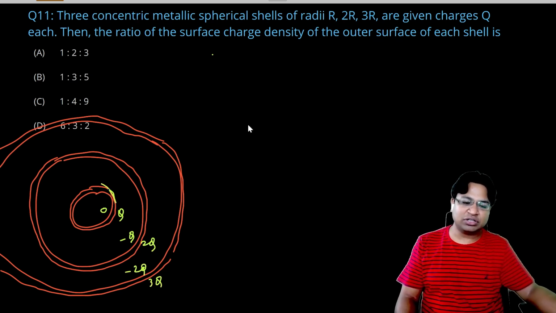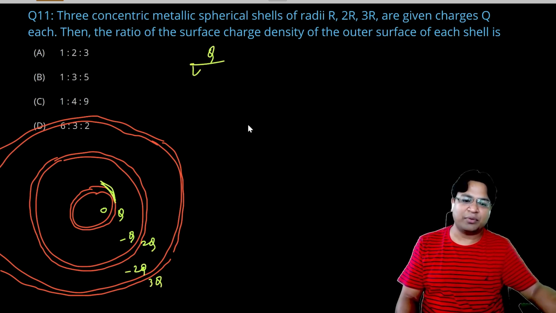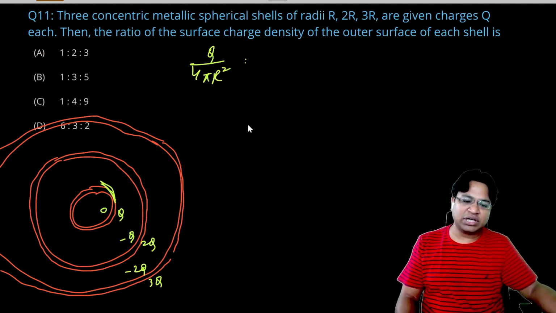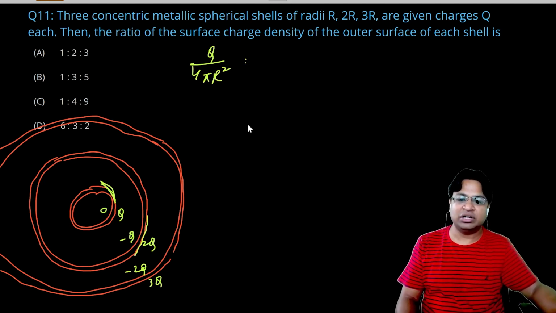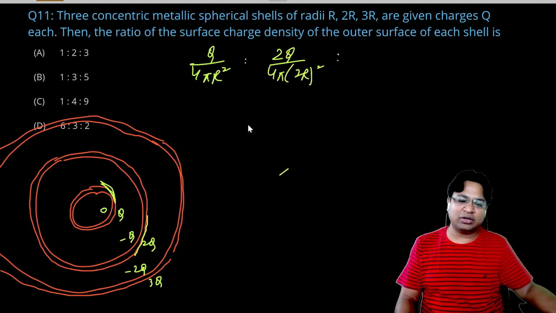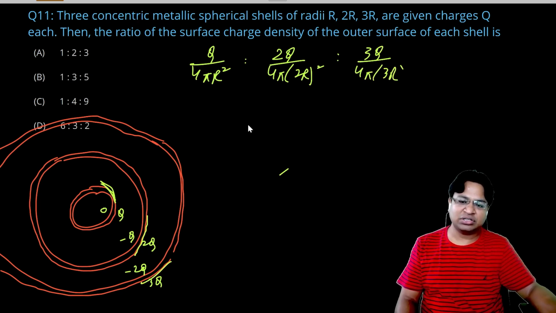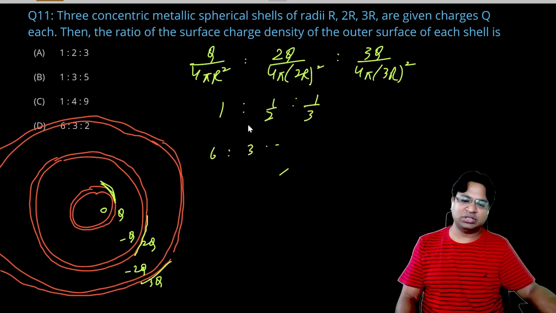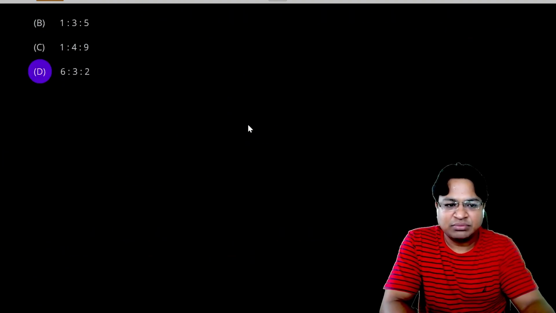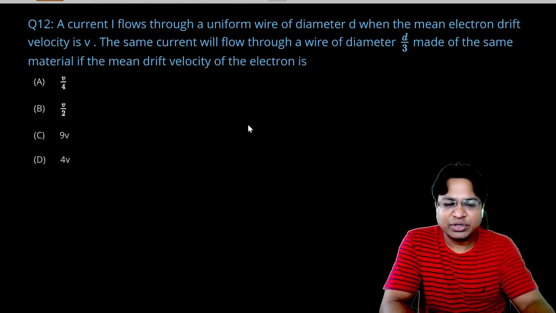So the charge density on this one is q upon 4 pi r square. The charge density on the outer surface of the middle shell is 2q divided by 4 pi (2r) square, and on the outermost it is 3q divided by 4 pi (3r) square. So this becomes 1 is to 1 by 2 is to 1 by 3, or 6:3:2. So option D again is the right one. So that was question number 11. Next, we go to question number 12.